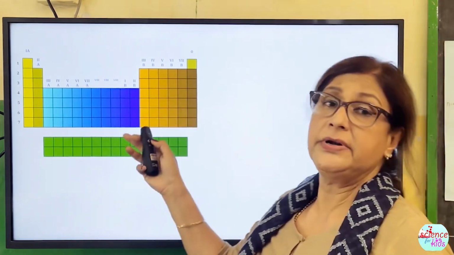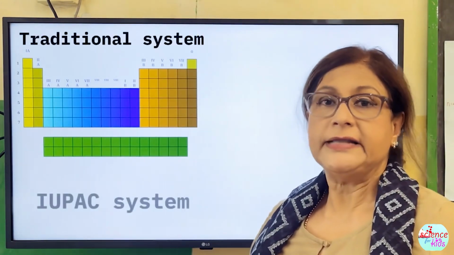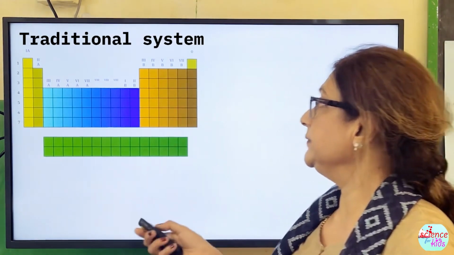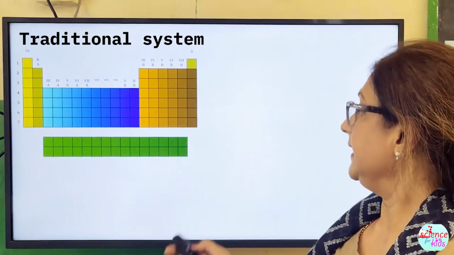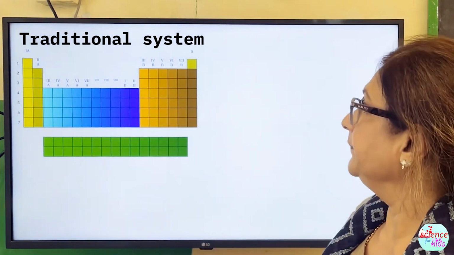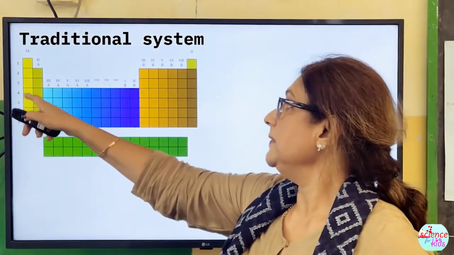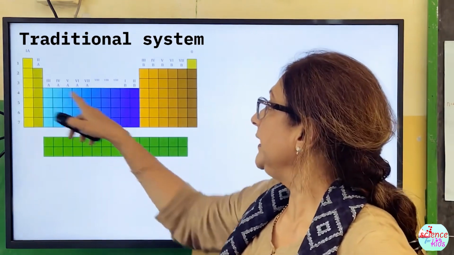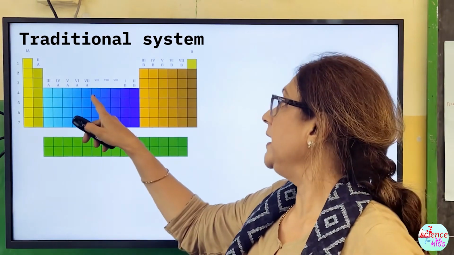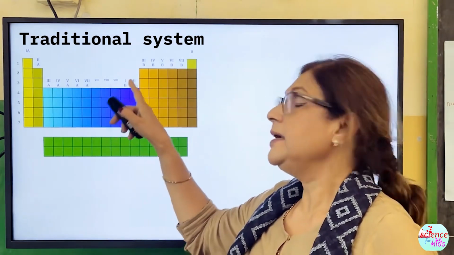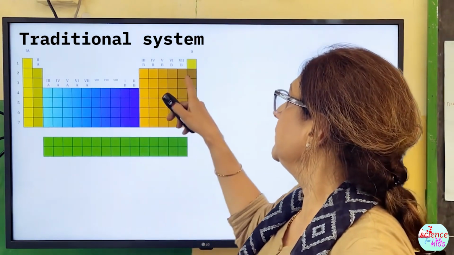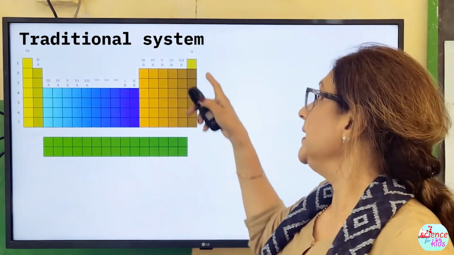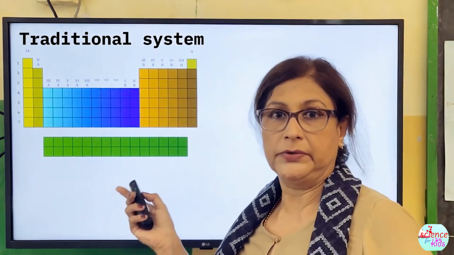Now, there are two different numbering systems, the traditional system and the IUPAC system. The traditional system has used the Roman numbers as well as the letters A and B. So, according to the traditional system, group 1 and group 2 is 1A, 2A. From group 3 to group 7, it is 3B to 7B. Group 8, 9, 10 is numbered as such. From group 13 to group 17, it's 3A to 7A. And the last column, the 18th group, is known as 0 group or the noble group.